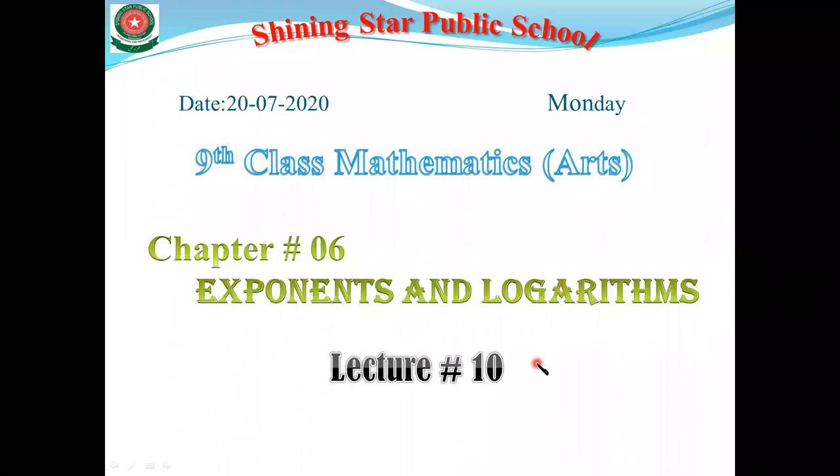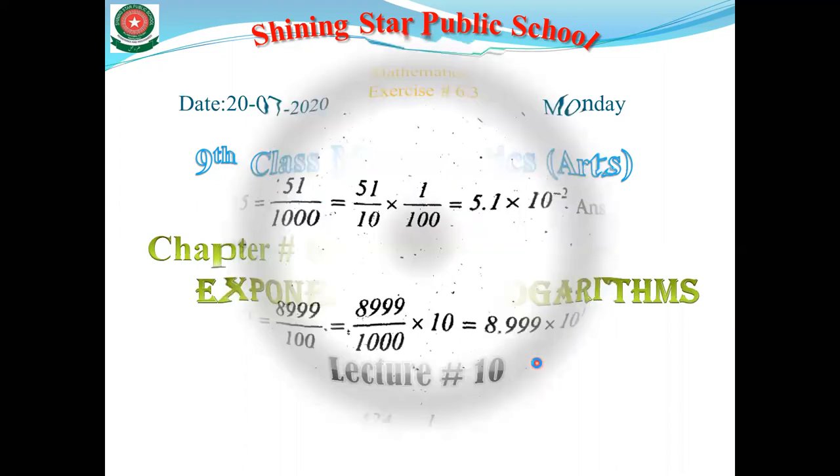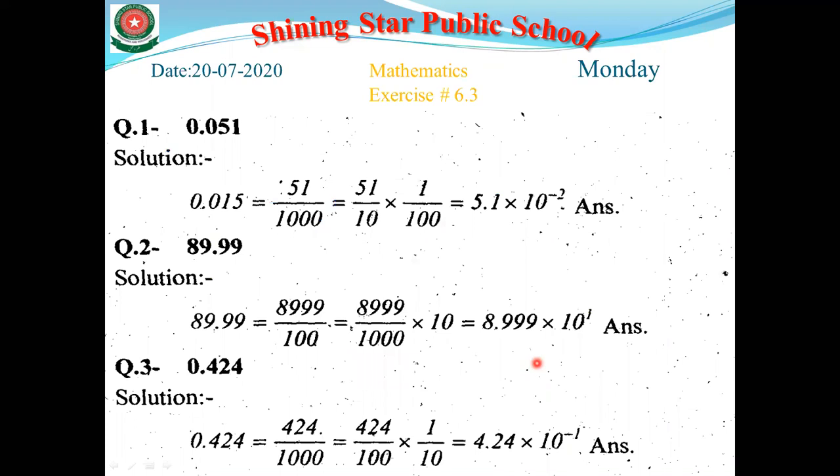Ninth class mathematics, chapter number 6, exponents and logarithms. And today we have lecture number 10. So let's start our lecture. Today we start exercise 6.3 and question number 1. We change the ordinary numbers to scientific notation. So our first question is 0.051. We have to change 0.051 into scientific notation.